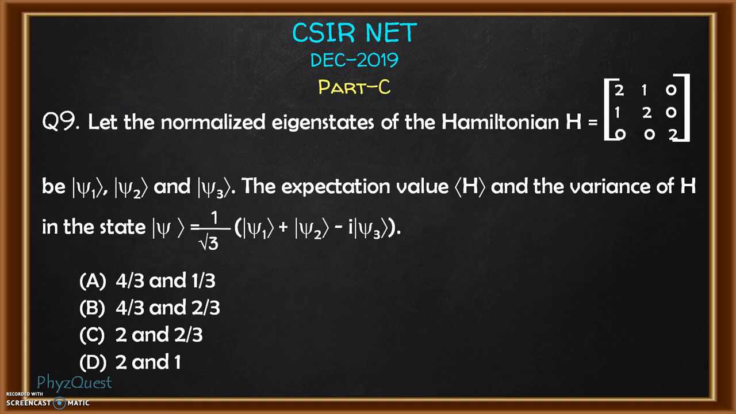The question is, let the normalized eigenstates of the Hamiltonian H be psi1, psi2 and psi3. We need to find out the expectation value of the Hamiltonian and the variance of the Hamiltonian in the state psi, which is equal to 1 by root 3 of psi1 plus psi2 minus I psi3. 4 options are given and we need to choose the correct option.